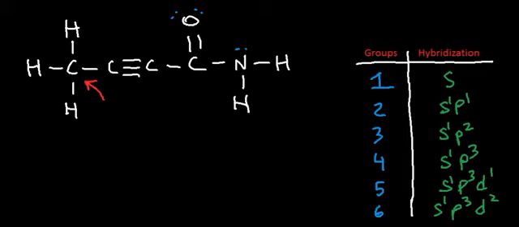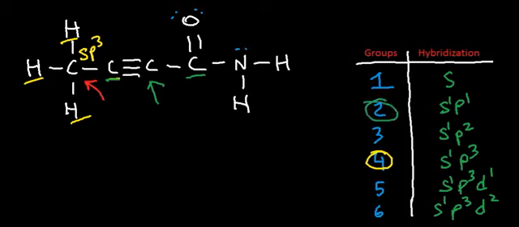That carbon atom is attached to 4 other atoms. It's connected to 3 hydrogen atoms, and it's attached to a carbon atom. So therefore we would say it has 4 groups, so it's sp3 hybridized. What about this carbon atom? That carbon is attached to 2 other carbon atoms, so it has 2 groups, so it's sp hybridized. This is also sp hybridized.